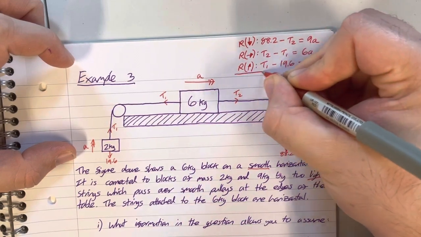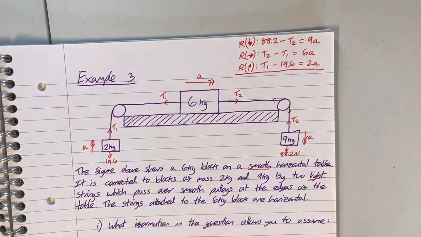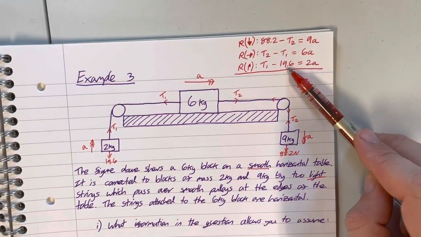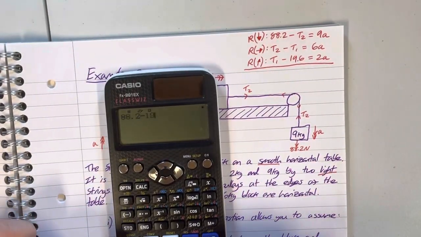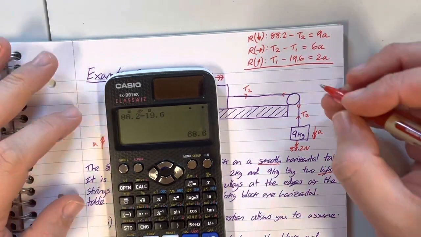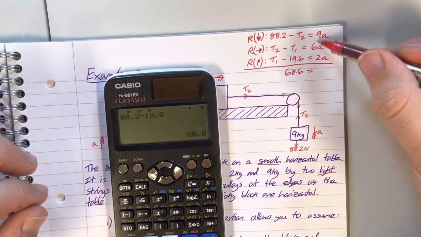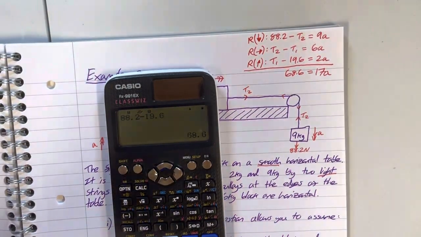It looks fairly complicated because there's 3 equations there, but in exactly the same manner as in the previous 2 examples, if you add those equations together, the tensions will cancel. The T2s will cancel here, the T1s will cancel here, and you're left with a number on the left-hand side, which is 88.2 minus 19.6, which is 68.6. And that's going to equal the sum of those, which is 17a. So if you divide both sides by 17, we will get the acceleration.